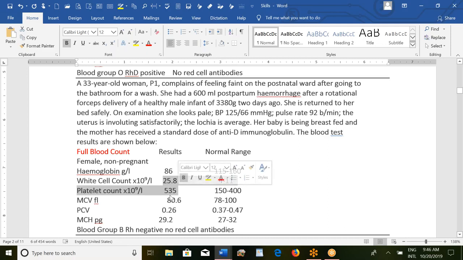What about the level of platelets? It is high. It's thrombocytosis. So what do you suspect here? Yeah, thrombocytosis. What can be the cause of it? This is due to hemorrhage. Maybe. Yes.